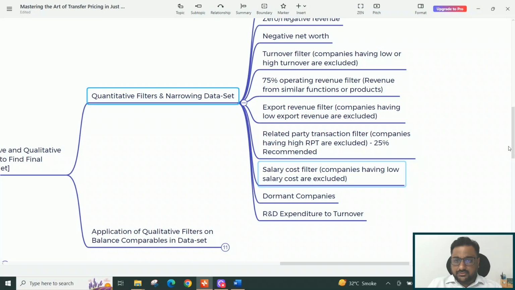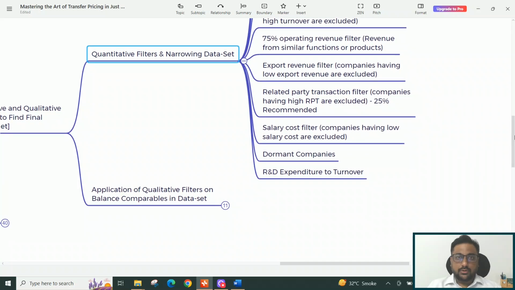So guys, as we saw quantitative filters, now we'll move ahead to qualitative filters. Now you understood that the name quantitative suggests that they deal with quantitative aspects. Now we have to go with qualitative aspects as well, so there are also certain filters that will be applied on a qualitative basis, right?